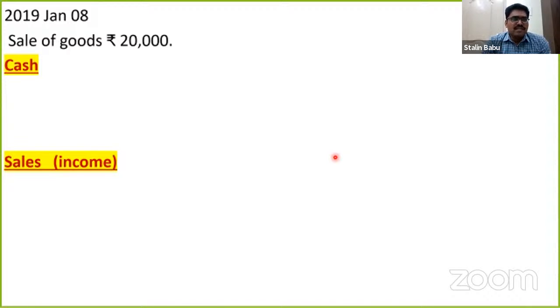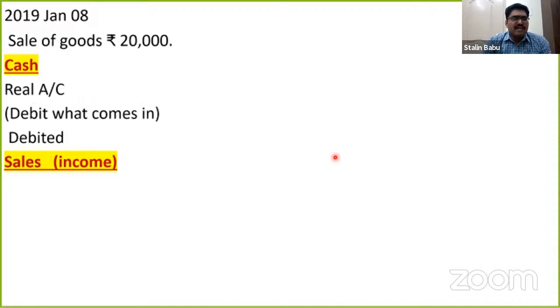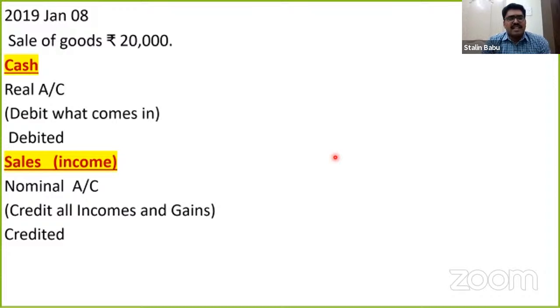Then what is the nature of the account? Does cash belong to personal, real or nominal? Yes, it belongs to real account. Then what is the principle? Debit what comes in, credit what goes out. Here cash is coming into the business, so cash account should be debited. Sale is an income. Income means it belongs to nominal account. The principle of nominal account.